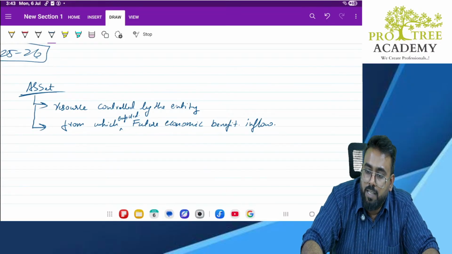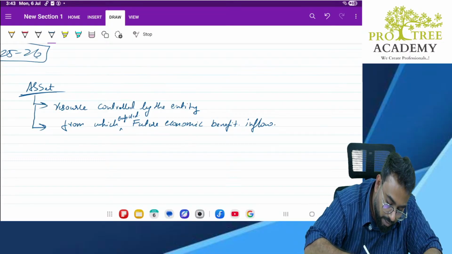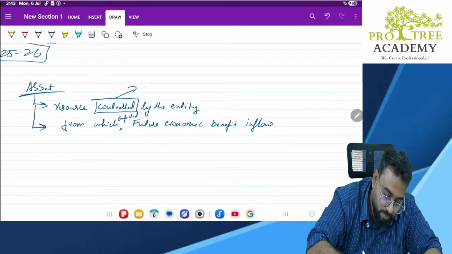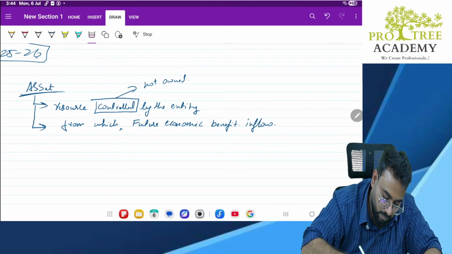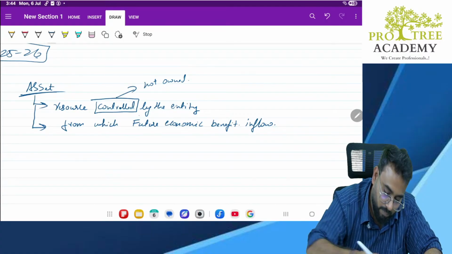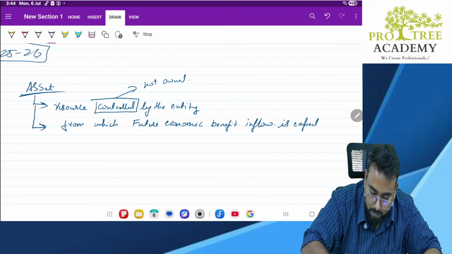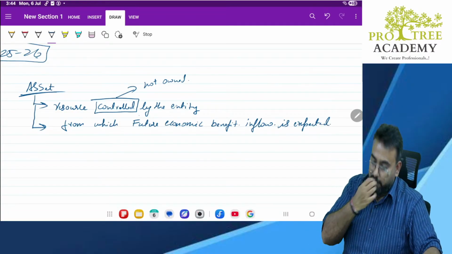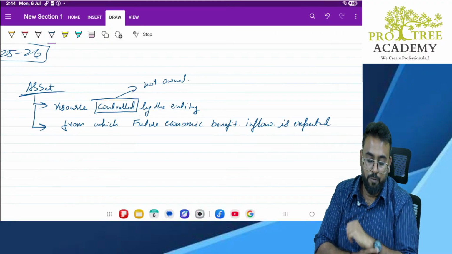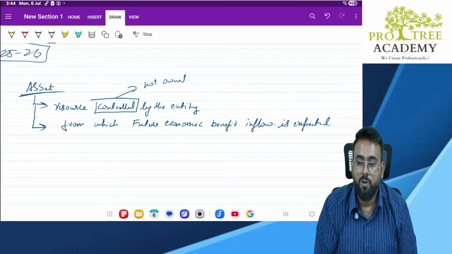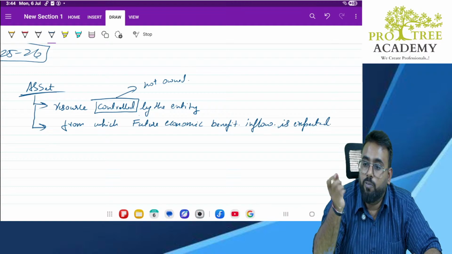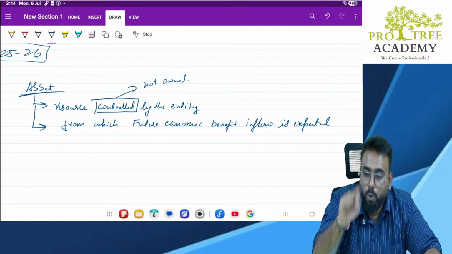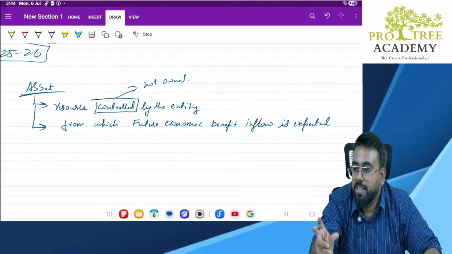Clear? So what is the meaning of this, sir? Why are we using the word controlled and not owned? Yes. Asset is a resource controlled by the entity from which future economic benefit inflow is expected. Now you have been told this definition. These are all technical words, so let's give an example. Why the word controlled comes into the picture and why it is not owned, I will come to that later. But first, we'll try to fit this definition into your mind.